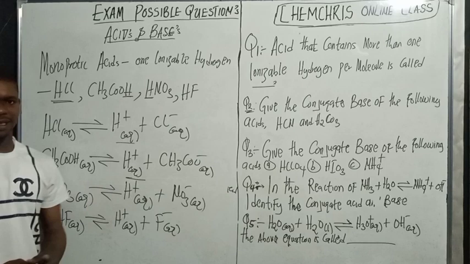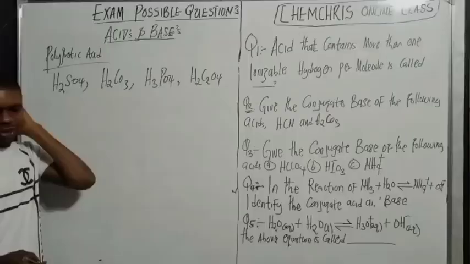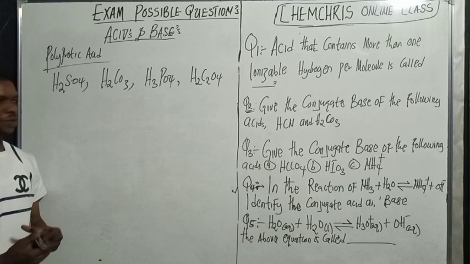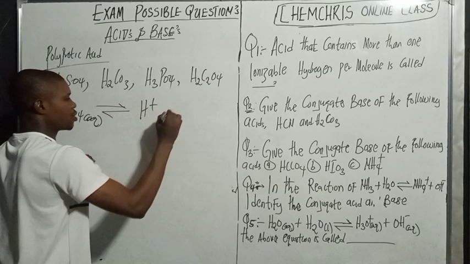So let me look at the polyprotic acids again. Let's see how to write the ionic equation. So let's say the first one, H2SO4 aqueous. Now, when you ionize it, here we have H+ plus what? SO4 2-.